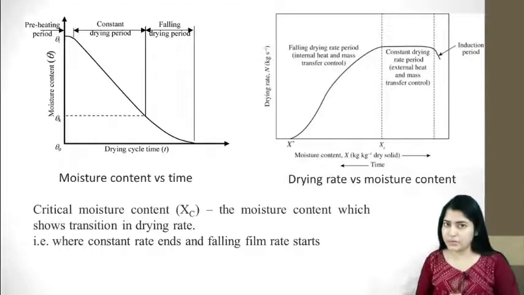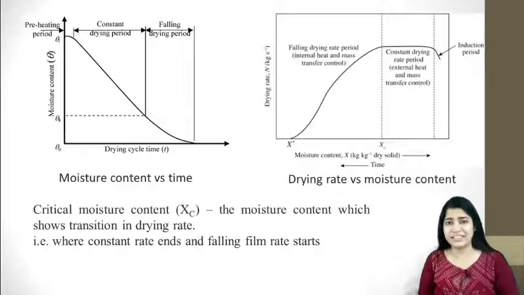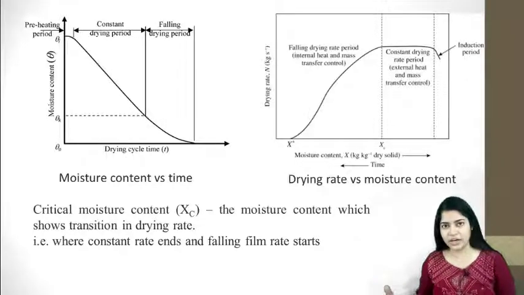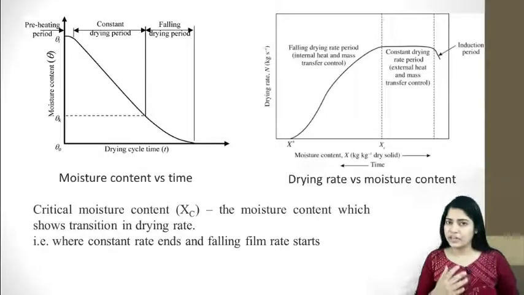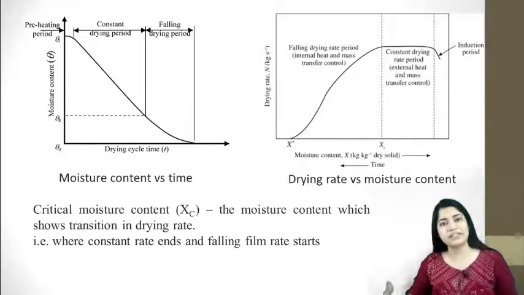Now here an important terminology is critical moisture content. Here you can see what XC is. This is the moisture content which shows the transition in drying rate. In simple language, it is the moisture content where the constant rate period ends and the falling rate period starts.